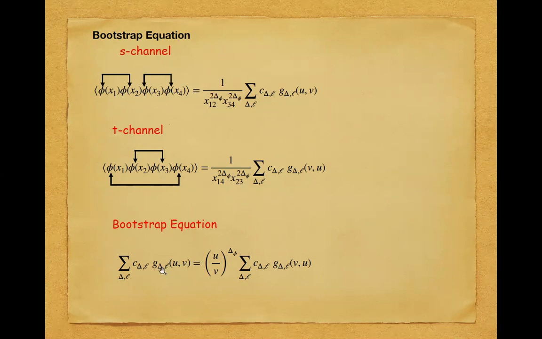Yeah. So if you like, we are bootstrapping basically this 4-point function, right? I mean, we are writing the expression for the 4-point function in 2 different ways, and then we are using that as a constraint for the OPE data. I see. Okay. Thank you.